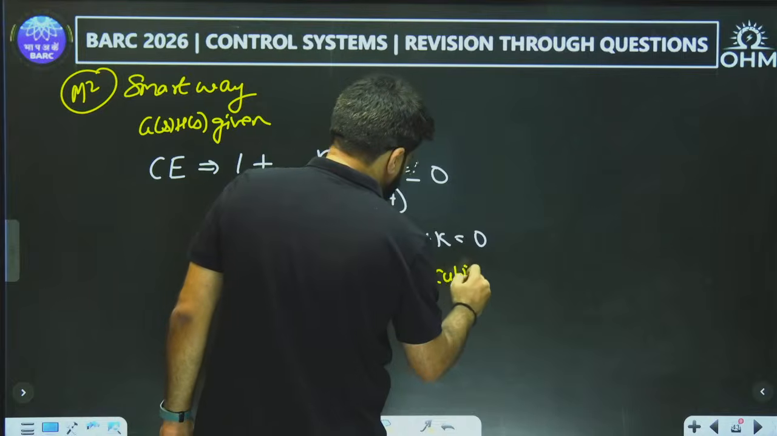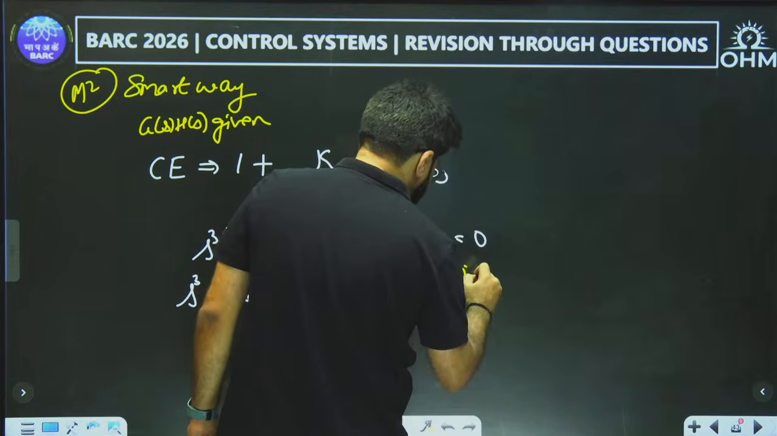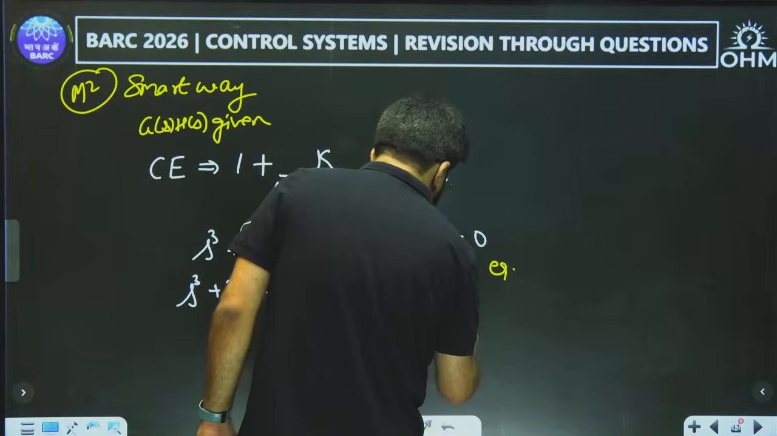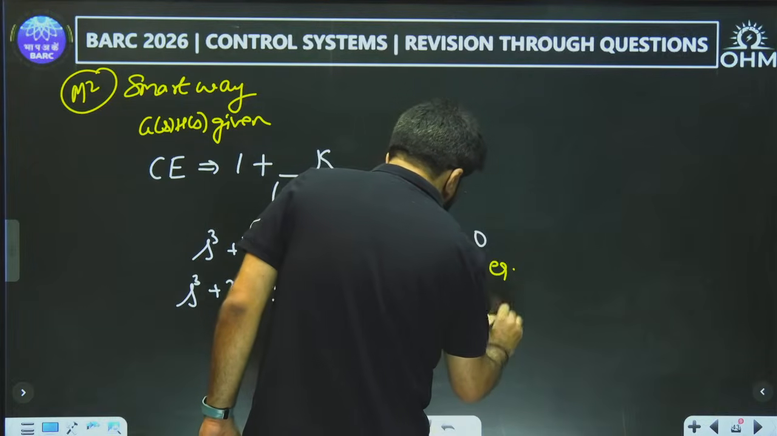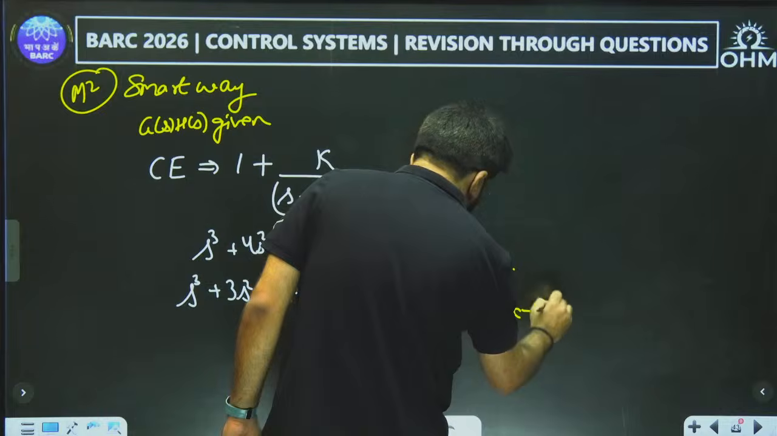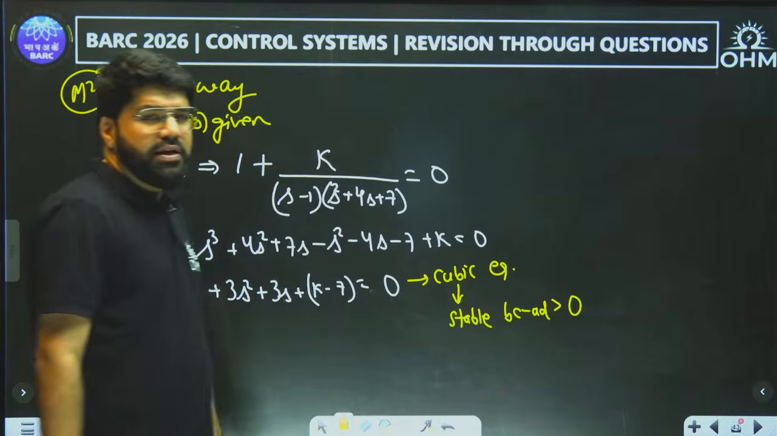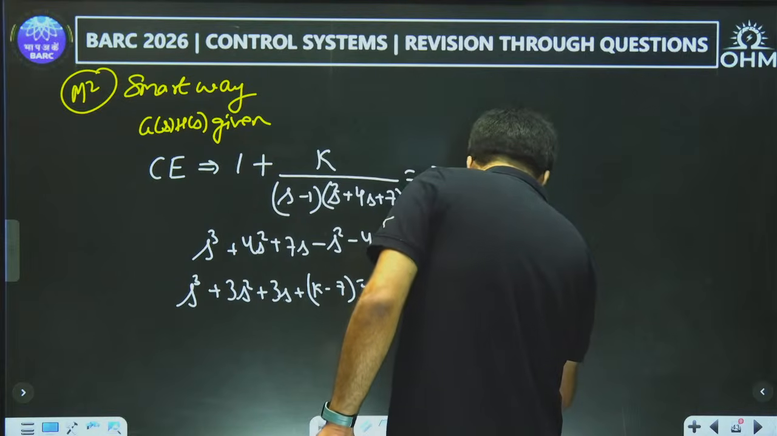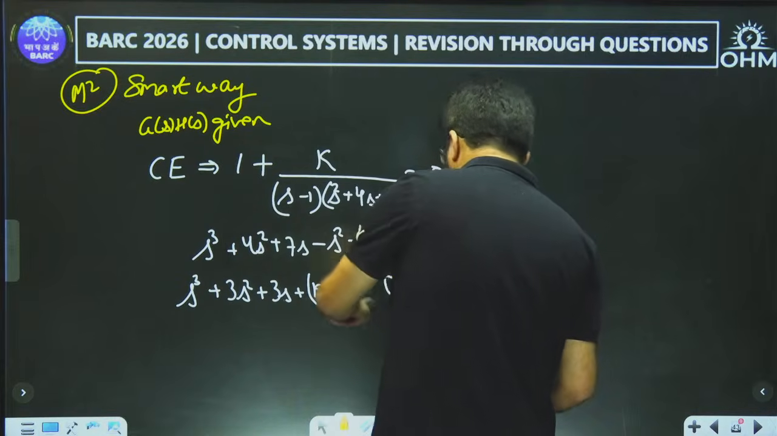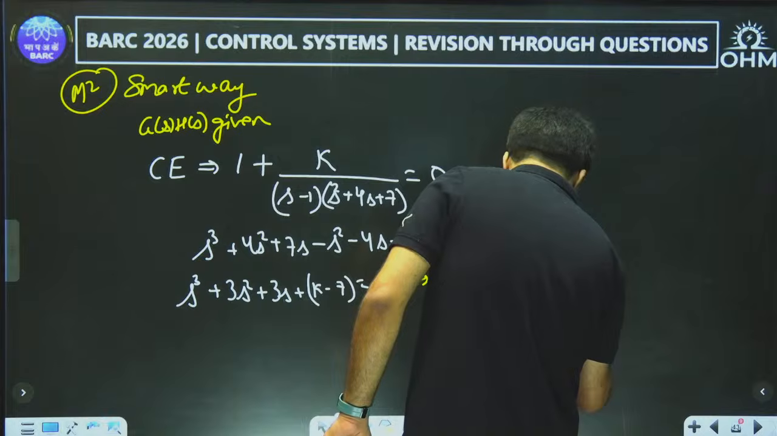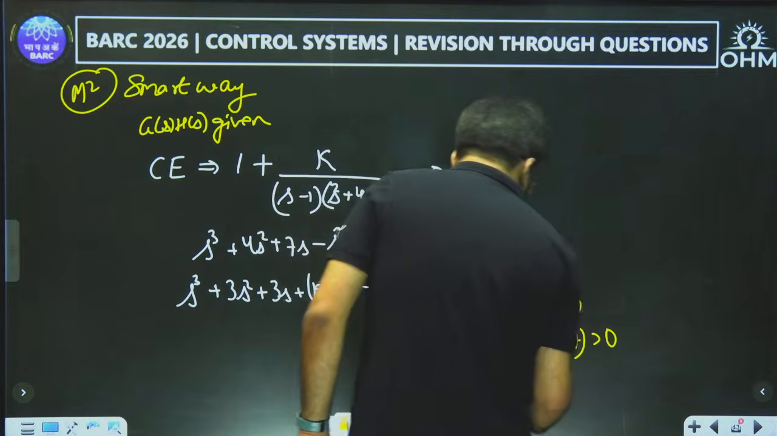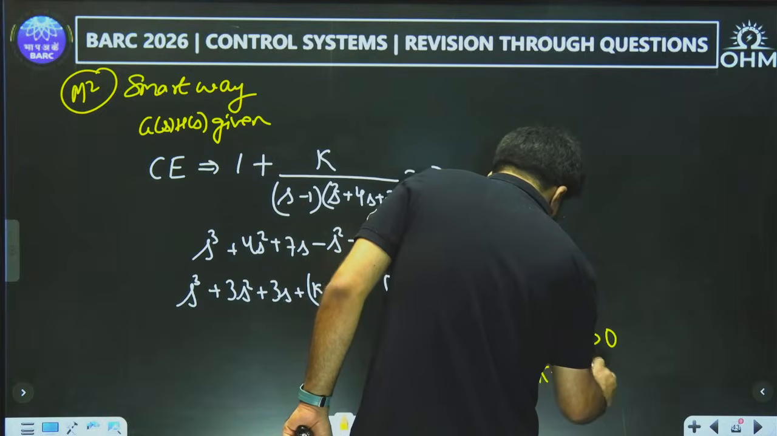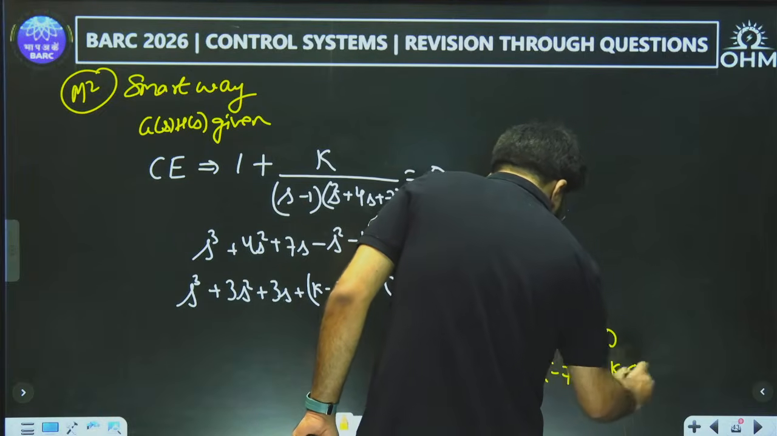Cubic equation. So what do you want for stability? I directly told you: BC minus AD positive. That is the shortcut for a cubic equation. So what is BC? 3 into 3, minus AD, A is 1, so AD means K minus 7. This has to be positive. So 9 is greater than K minus 7, or K is less than 9 plus 7, 16.